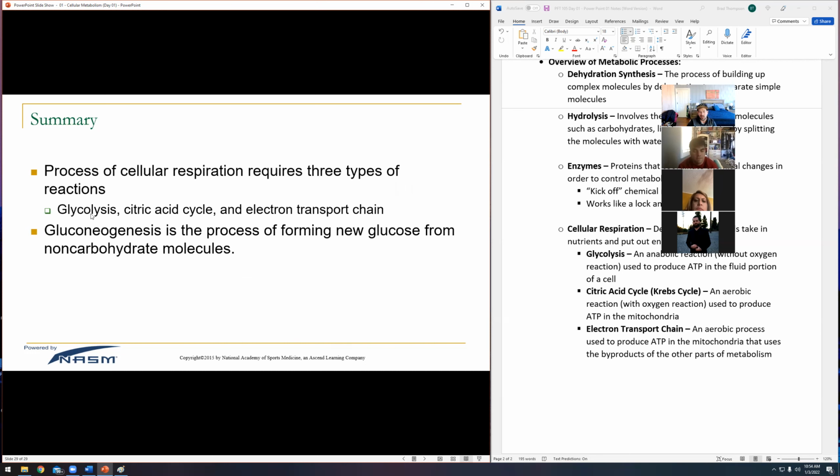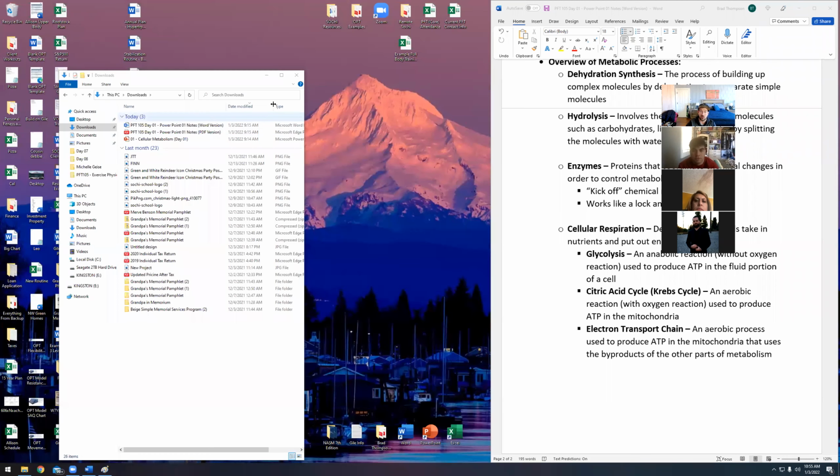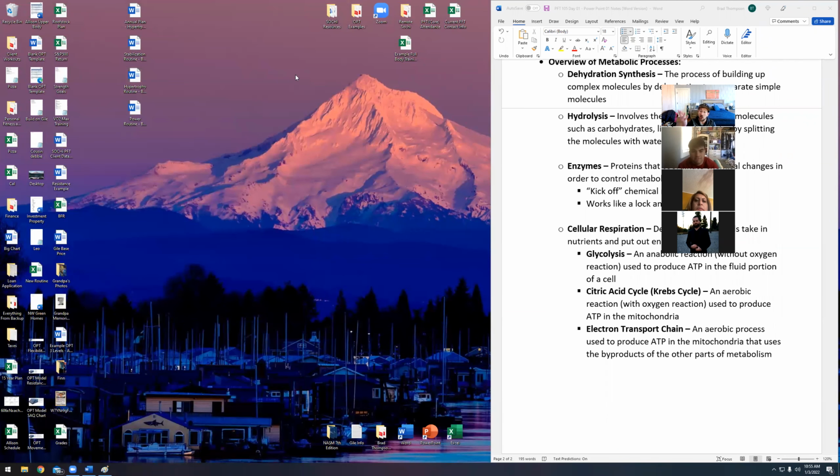But today you learned a little bit about glycolysis and how that produces some energy, the citric acid cycle and how that produces energy, and the electron transport chain and how that produces energy. And all of those are breaking stuff down, so we call that a catabolic reaction. And then we build it up into a different molecule. That's what we call an anabolic reaction.